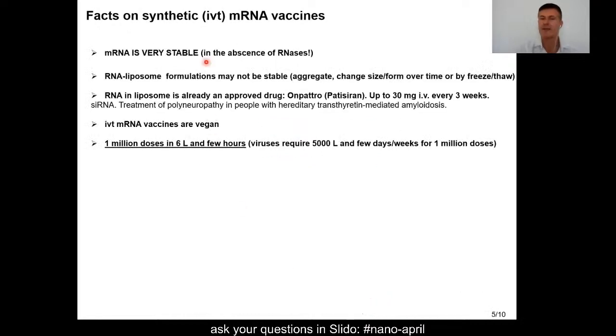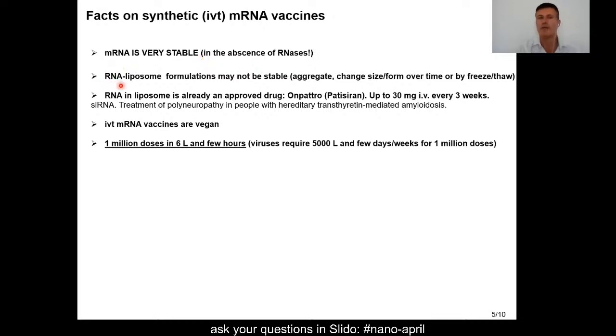A few facts on synthetic mRNA. First, mRNA is very stable. Contrary to what people think, mRNA is the most stable biological molecule. It's the only biological molecule that you can heat up to 95 degrees, lyophilize, or freeze, and that doesn't lose its activity. If you heat DNA, proteins, or viruses to 95 degrees, they will be deactivated. It's not the case for mRNA. So mRNA is the most stable biological molecule.